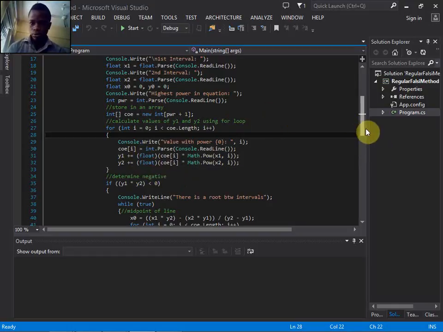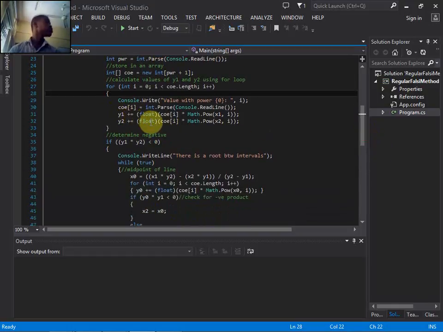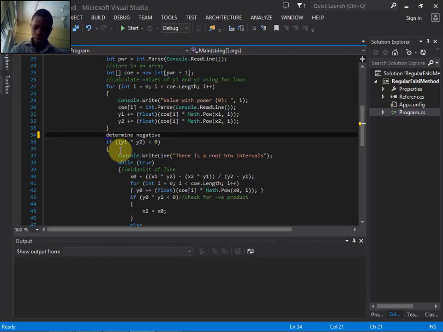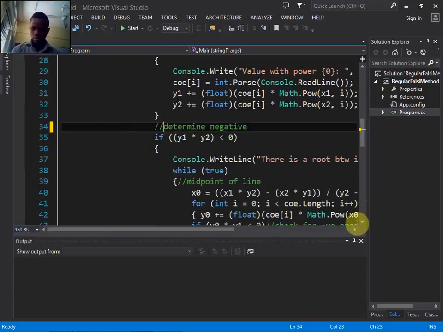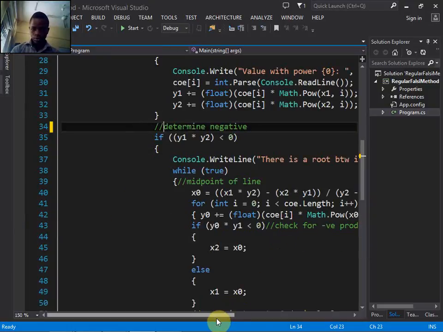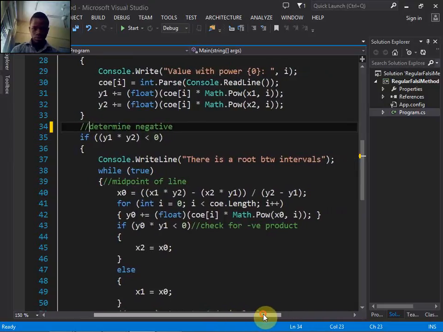Now this is the same method stored in the array. Then this is the if to determine if it's negative. This double slash means comment. If you remove it, the code is active; if you put it back, it's a comment. You can zoom in to make it bigger. Understand? If the product is negative, that means either one is positive and the other negative, or negative and positive, so the product is less than 0. That means there's a root between the intervals.